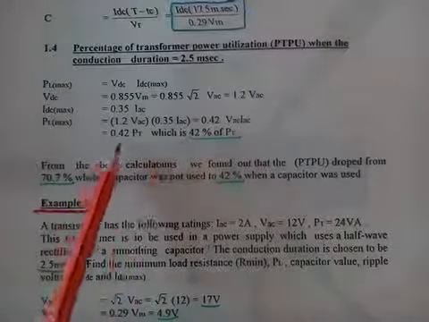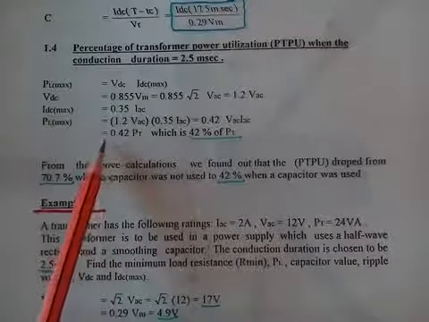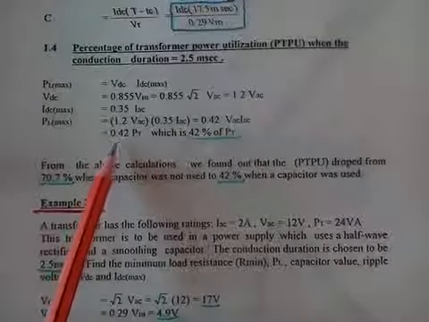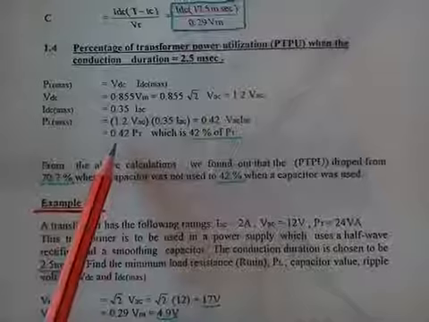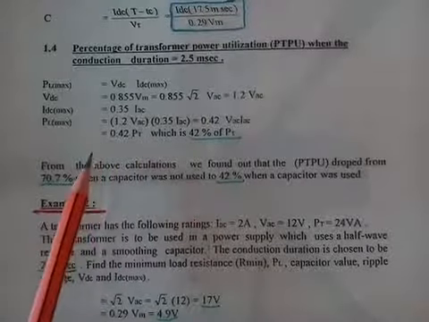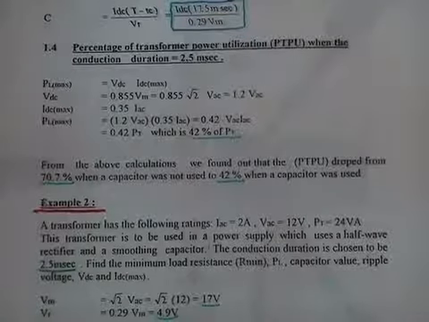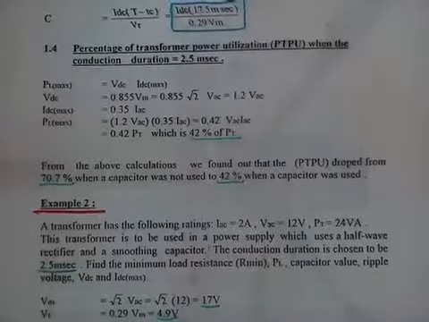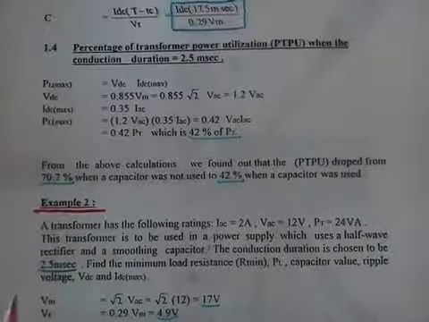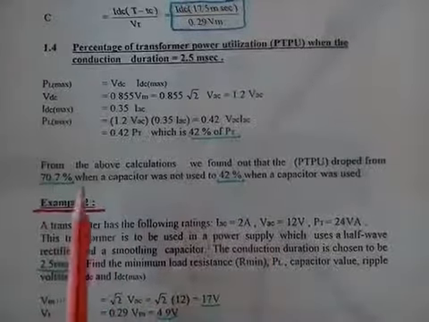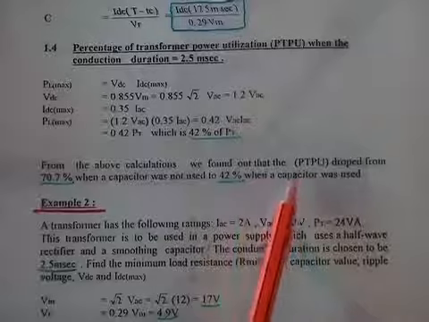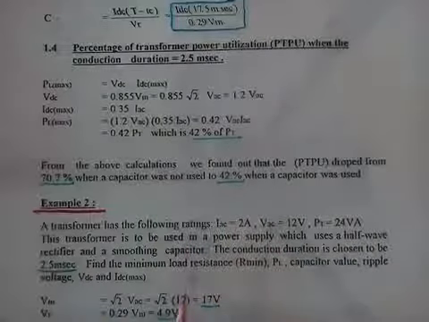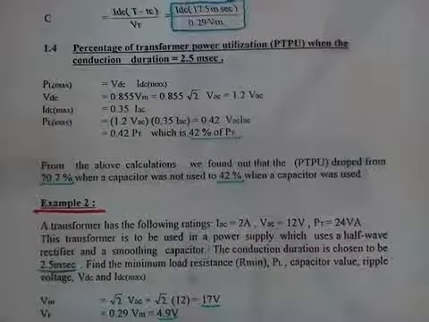Why is this the case? Because whenever you change the shape of the waveform you are taking out of the transformer, you are altering the RMS of it, which means that you are not going to get all that it has to give. The idea is that it was specified for a sine wave. When you alter that shape, that's what happens. From the above calculations, we found out that the PTPU dropped from 70% to about 40%, or 42%.